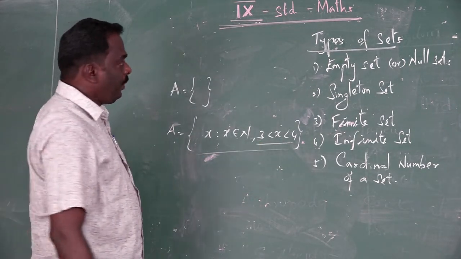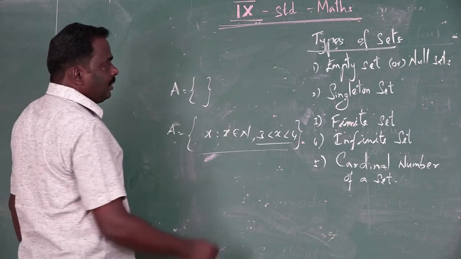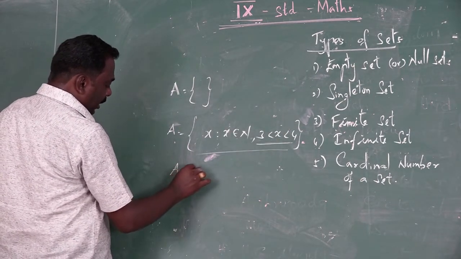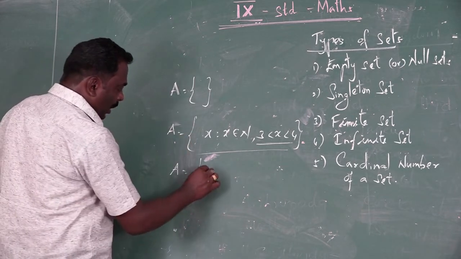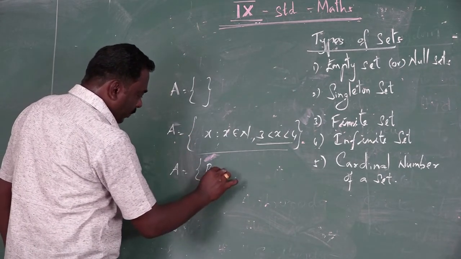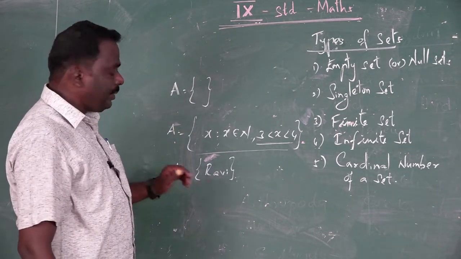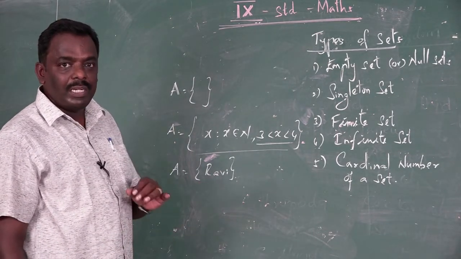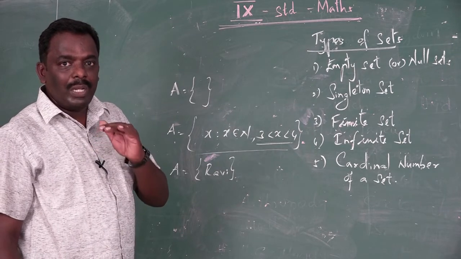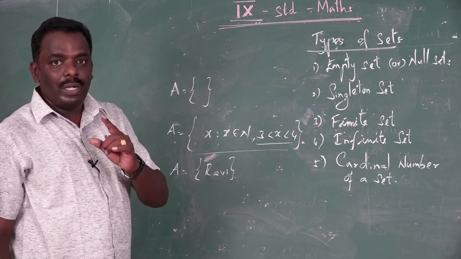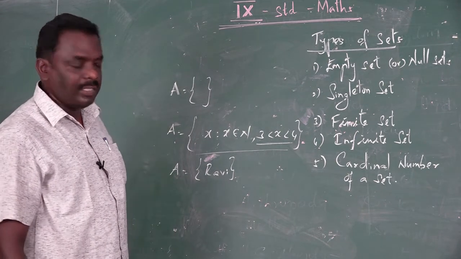Empty set. Now the next one is the singleton set. A singleton set is a set containing only one element. For example, write a name, Ravi. A person's name, Ravi, is the only element in the set. Only one person's name is declared here. Therefore it has only one element, so it is called a singleton set.